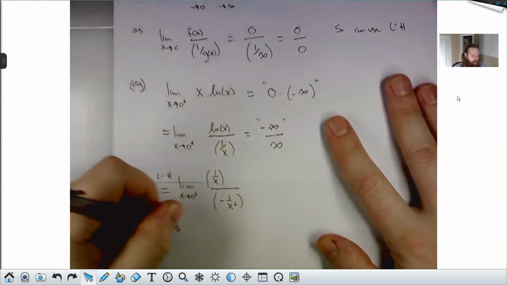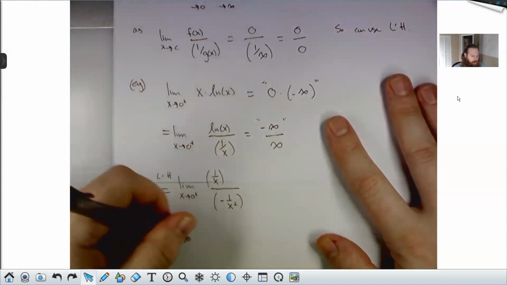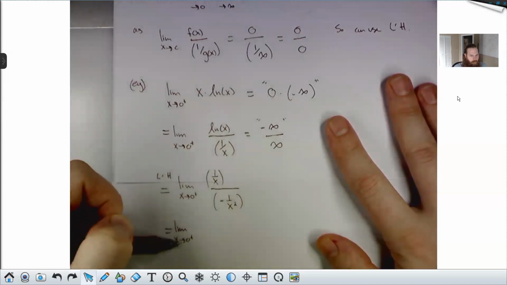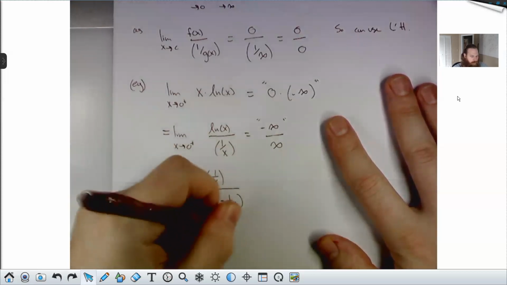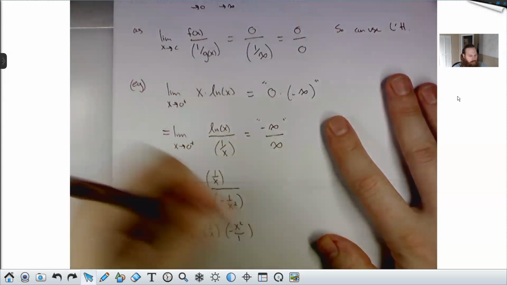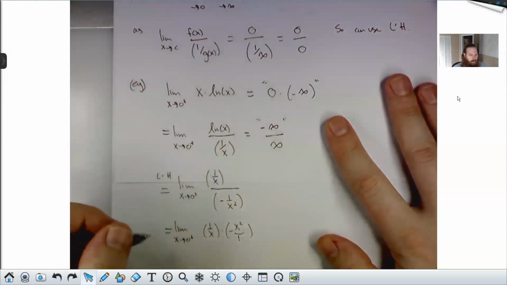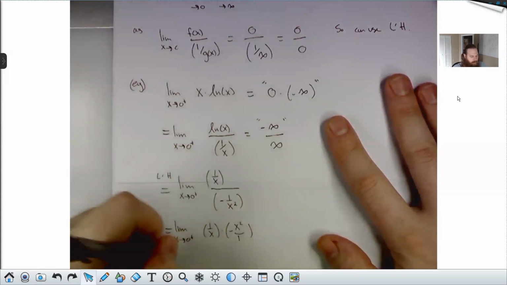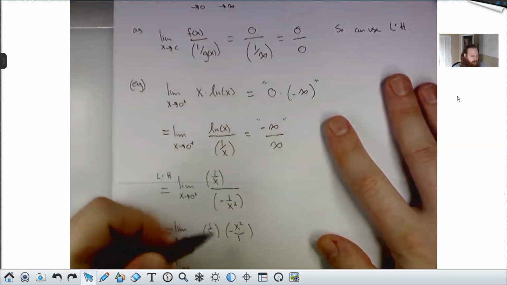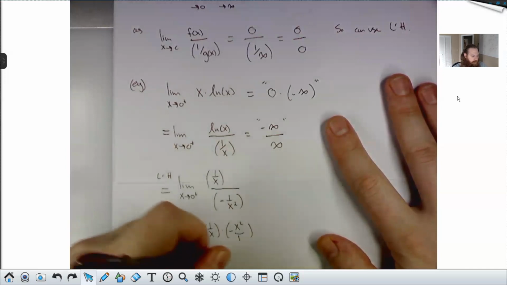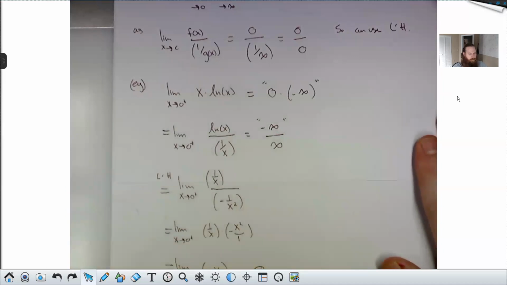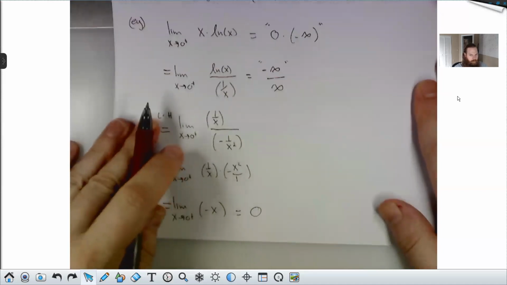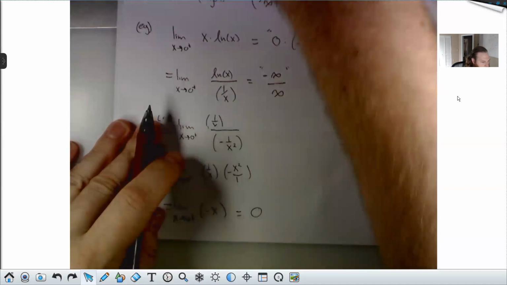We can do some algebra. I get the limit as x goes to 0 plus of 1 over x times negative x squared over 1, flipping and multiplying. That is the limit as x goes to 0 plus, cancel the x's, you just get negative x. And that is 0, because as x goes to 0, negative x, of course, goes to 0 as well.